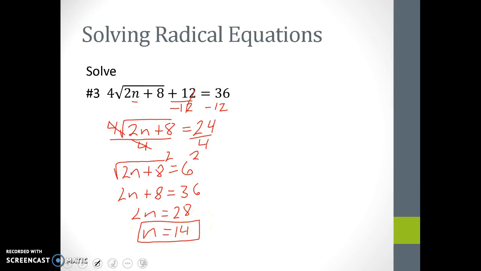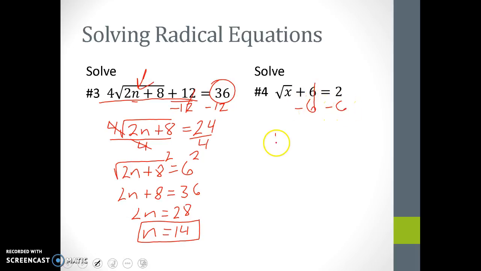So n is 14. And again, you can plug 14 back in for n in the original equation here and make sure that this whole side does give you 36. Let's try one more. Pause the video here, see if you can solve this last one on your own, and then start the video up and make sure that you have it correct. Hopefully the first thing that you did was subtract 6 from both sides. So we get the square root of x equals negative 4.